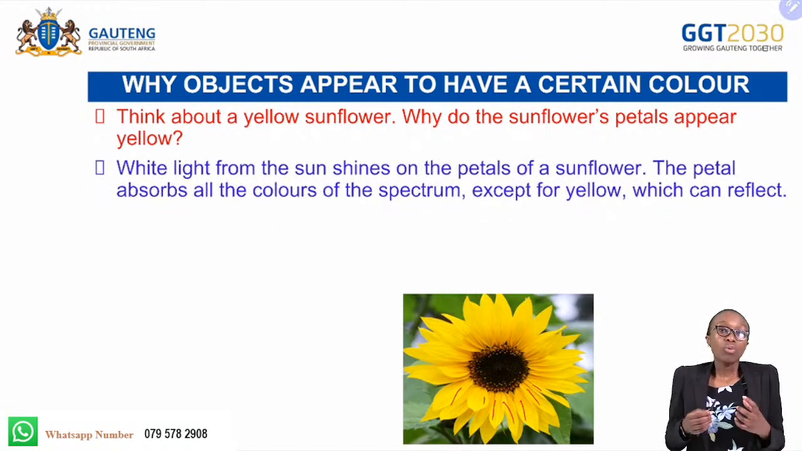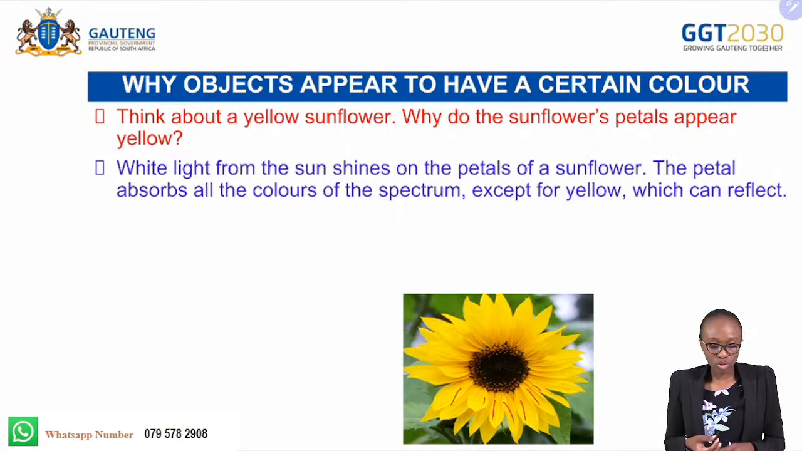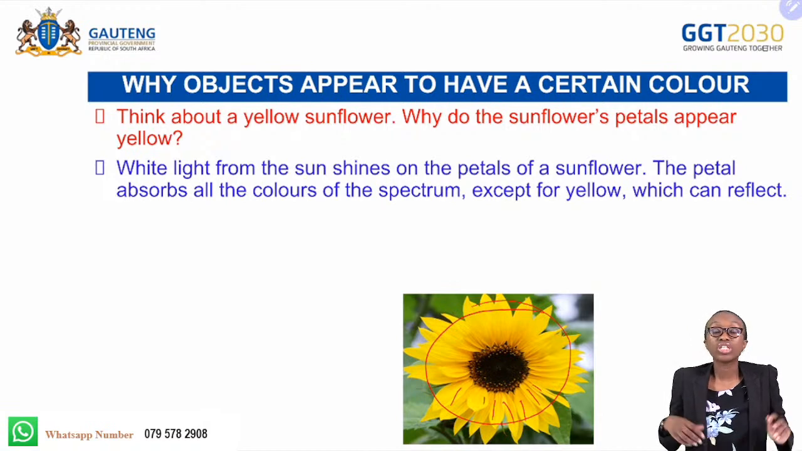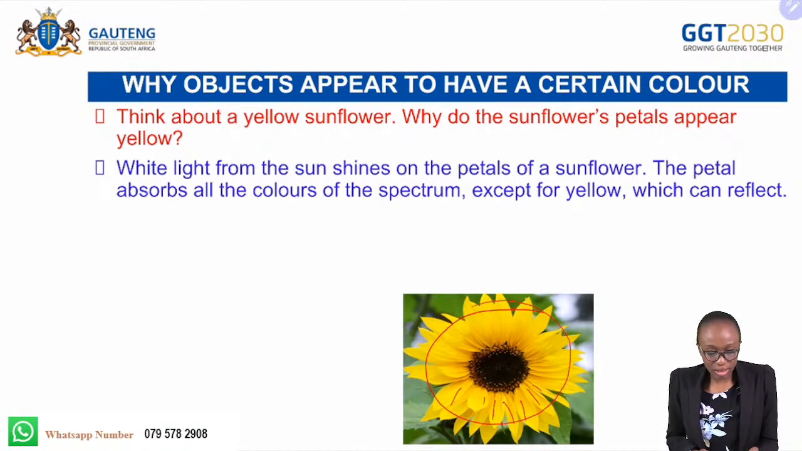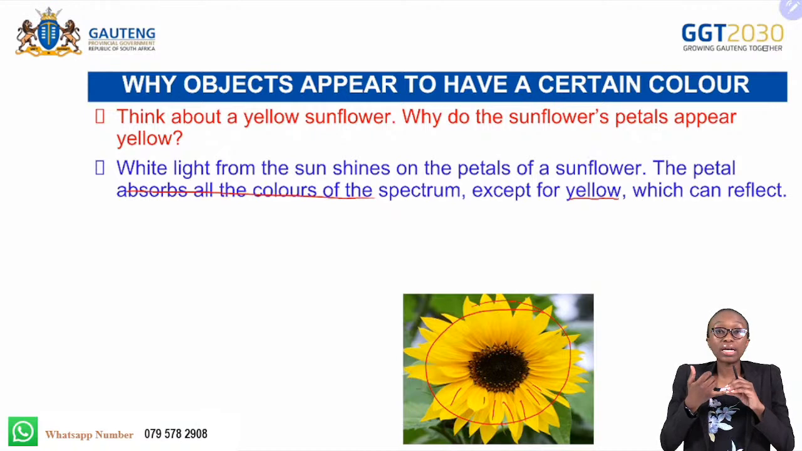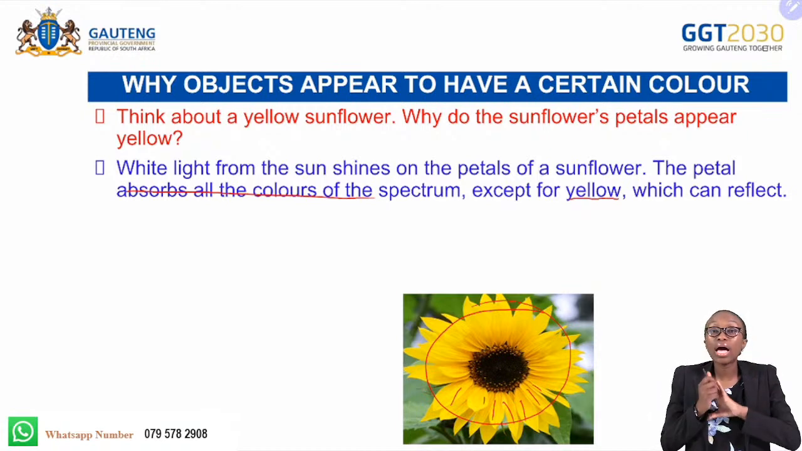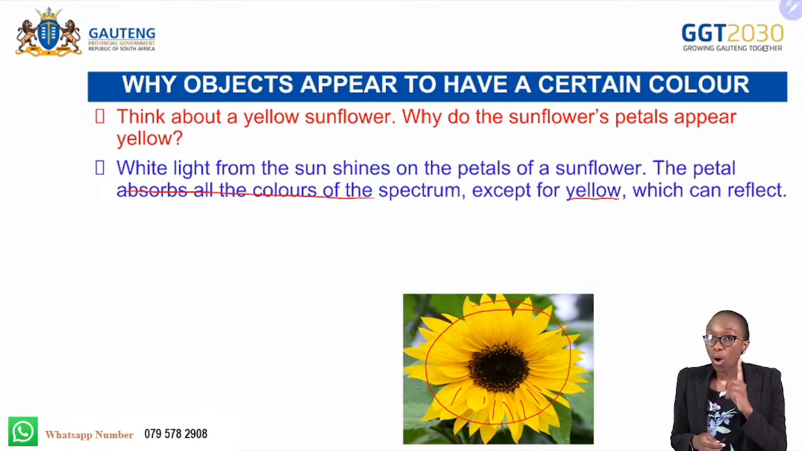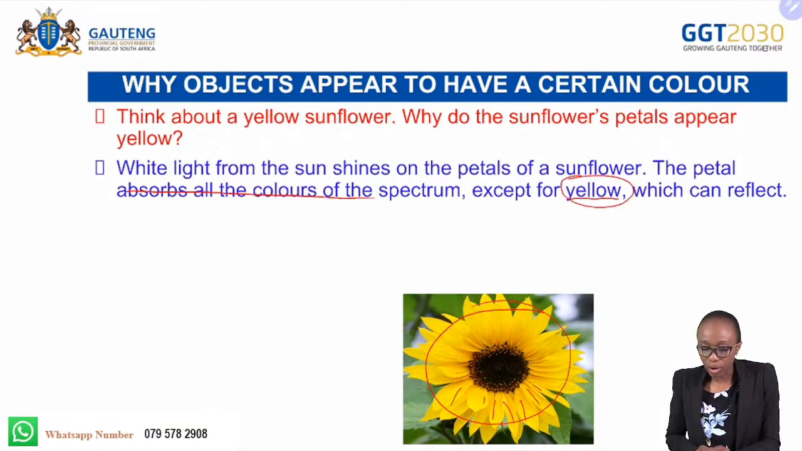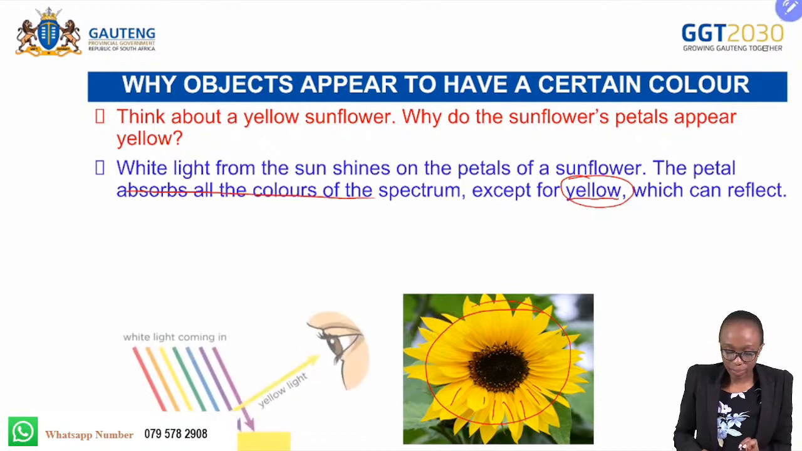So remember, we receive white light from the sun. So white light from the sun shines on the petals of the sunflower. Once it has shined on the petals of the sunflower, the petals absorb all the colors of the spectrum except yellow. So it's going to absorb the color red, orange, green, blue, indigo, and violet. It's going to absorb all the other colors save for one color. What is that color? Yellow. So once that has happened, what happens next?